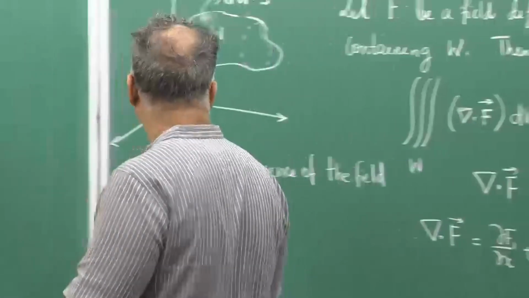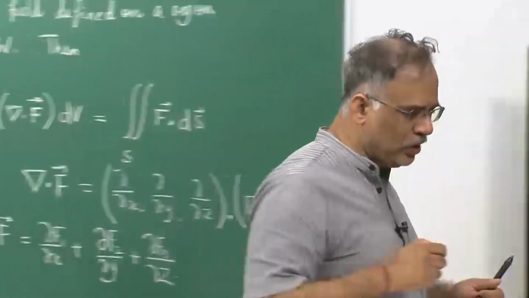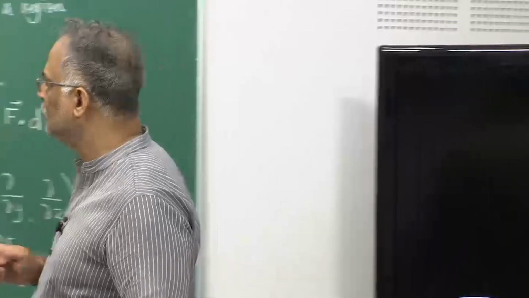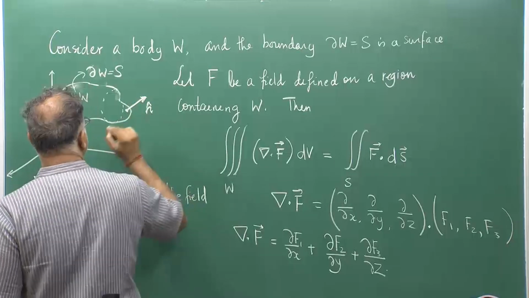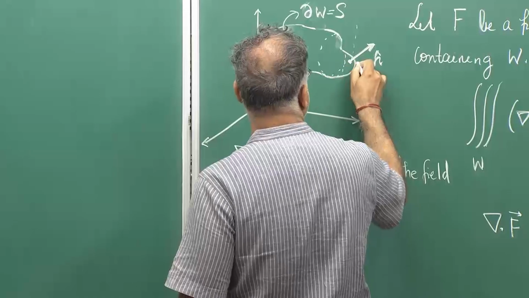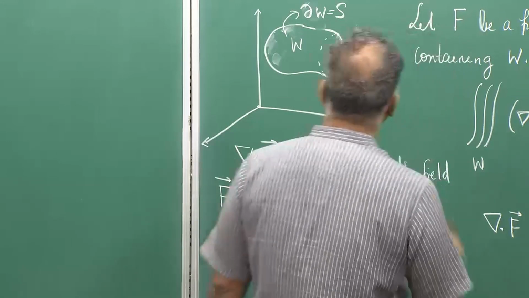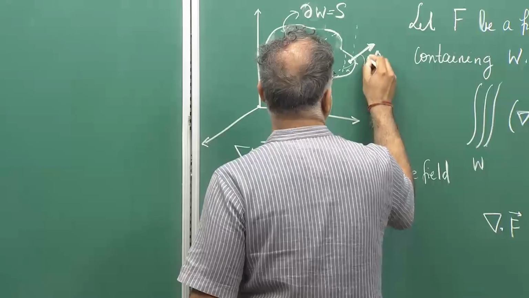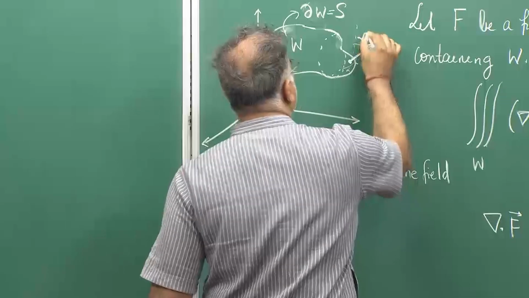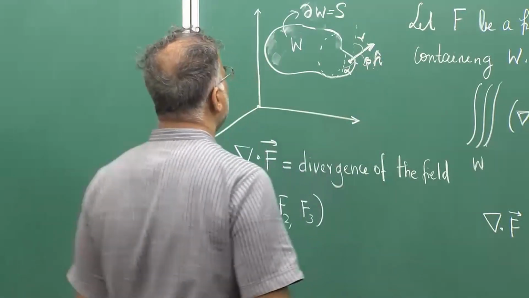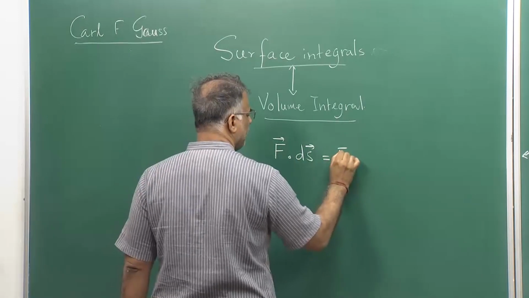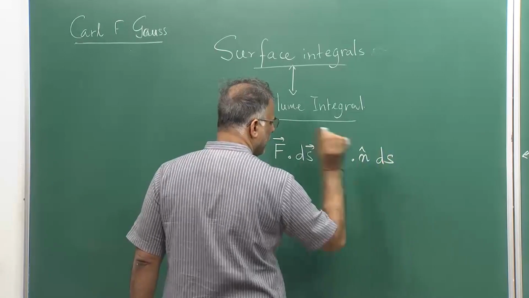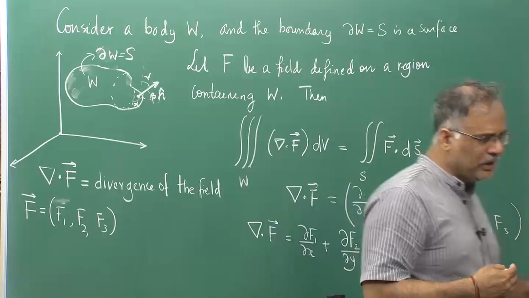I want to also say that in f dot ds, ds can be at any point on S. If you take a normal at this point, it is pointing outward like this, but this normal can be viewed to have three different angles: alpha, beta, gamma. With the x axis it has angle alpha, with the y axis angle beta, with the z axis angle gamma. So, when you write f dot ds vector, you already know that this is nothing but f dot n hat ds.